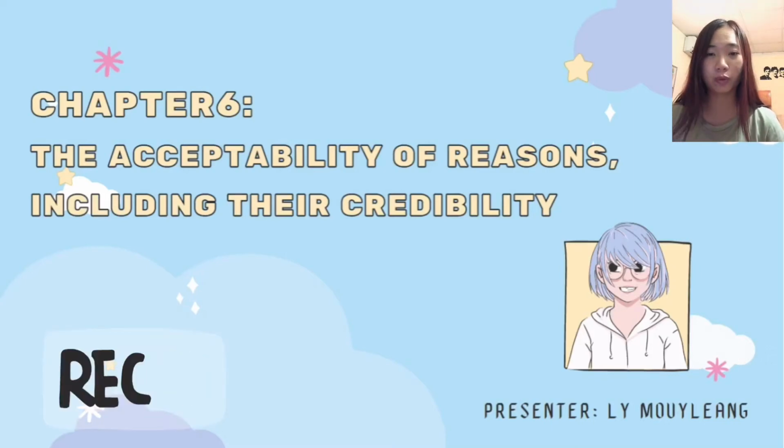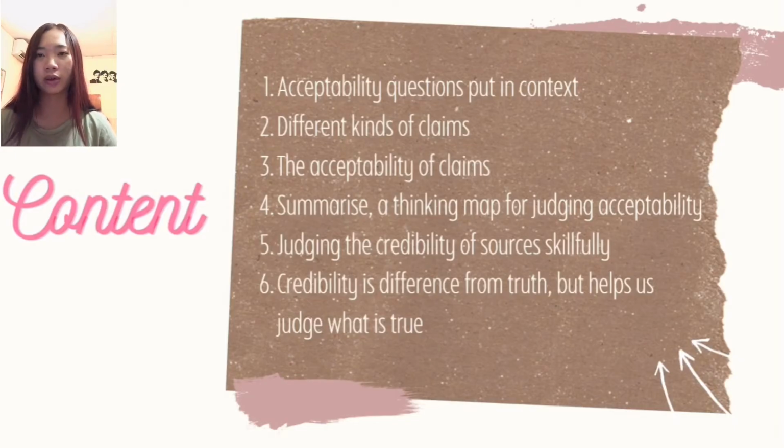I'm William and I'm from Group 4, and today I will be presenting about Chapter 6, the acceptability of reasons, including their credibility. So we will start with our content. We have 6 points. 1. Acceptability questions put in context. 2. Different kinds of claims. 3. The acceptability of claims. 4. Summarize a thinking map for judging acceptability. 5. Judging the credibility of sources skillfully. And the last one, credibility is different from truth, but helps us judge what is true.